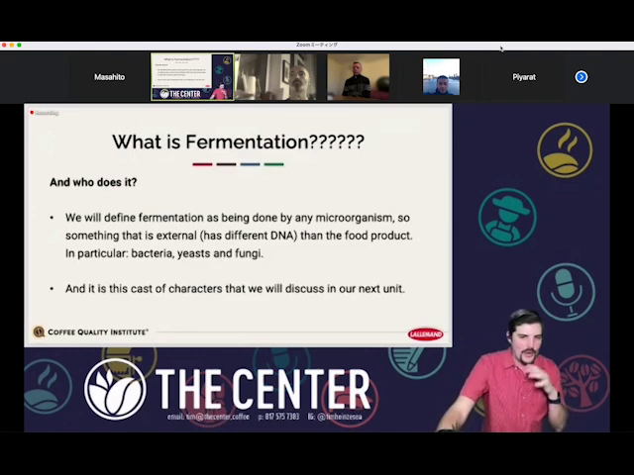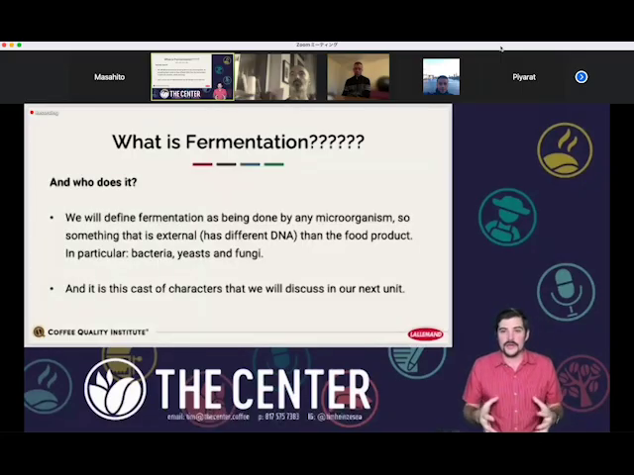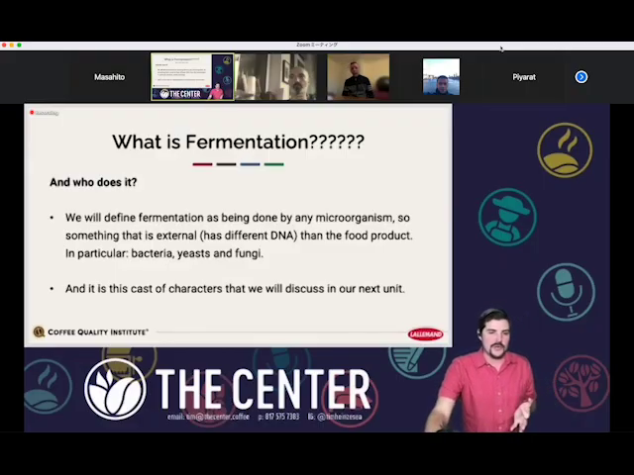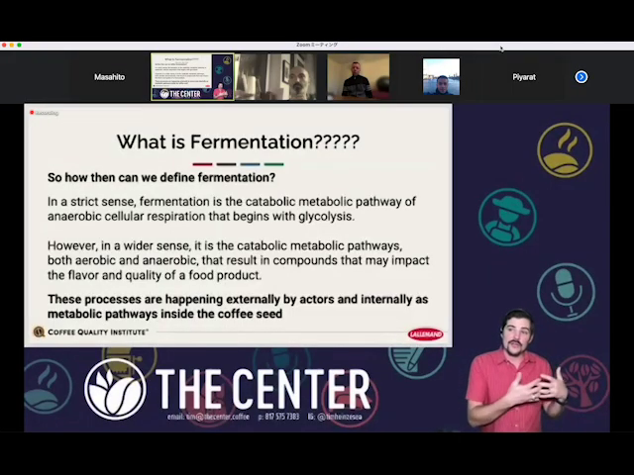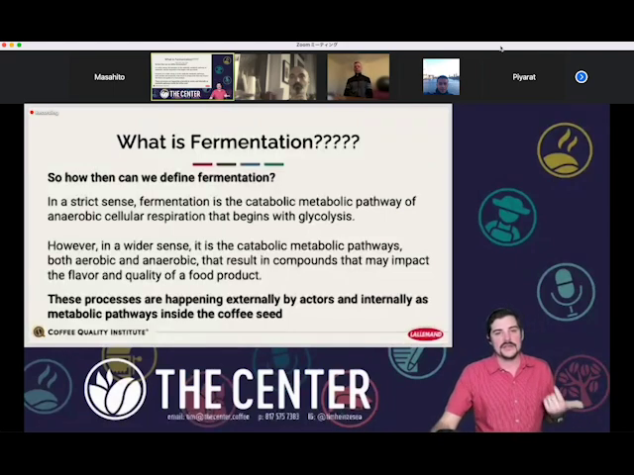And then finally, as we wrap up this discussion about what is fermentation, we do want to make sure that while we understand the broader sense of what fermentation is, there are characters, microorganisms, that are essential to that process. And we will define and understand fermentation as being done by any microorganism. So something that is external, or that has different DNA to the coffee seed than the food product, in particular your bacteria, your yeast, and your fungi. Okay, so not only are we talking about fermentation as being this metabolic pathway that can occur in either an aerobic or anaerobic environment that results in compounds that may impact the flavor and quality of a product, we're understanding the main actors as being microorganisms, specifically bacteria, yeast, and fungi.